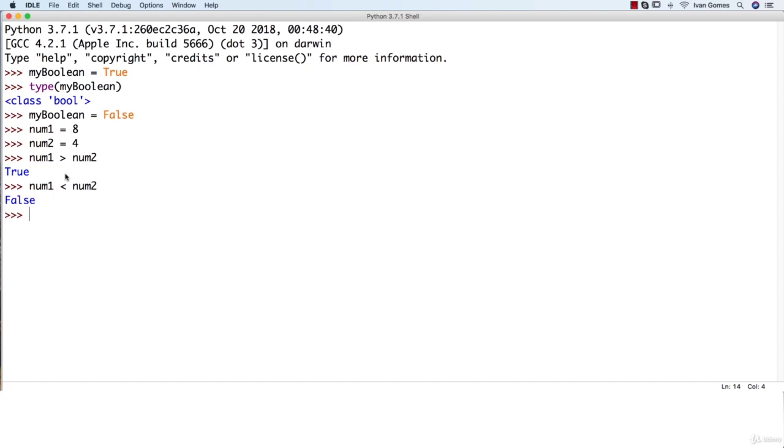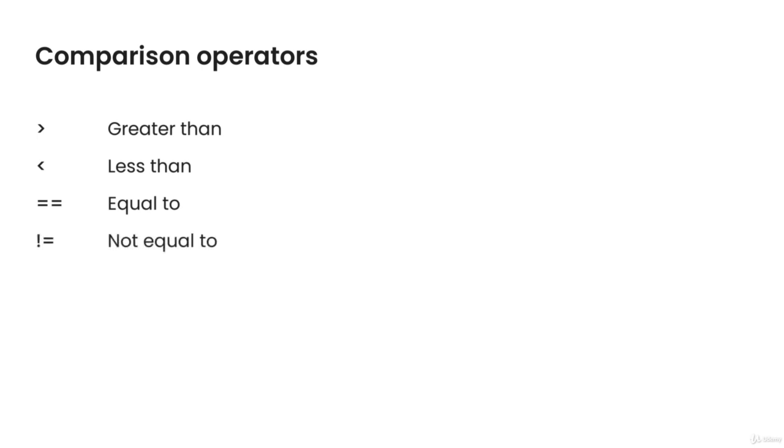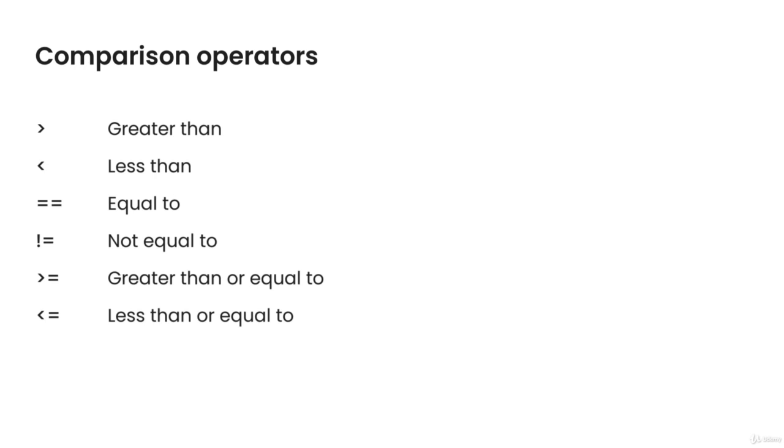We just used two comparison operators. Let's take a look at other comparison operators we have in Python. So we have greater than and less than. We also have equal to. Now continuing, we have the not equal to operator, which uses the exclamation mark. We also have the greater than or equal to operator, which tests two conditions at the same time. So if the first number is the same as the second, it returns true. And if the first number is greater than the second, it also returns true. We also have the less than or equal to.